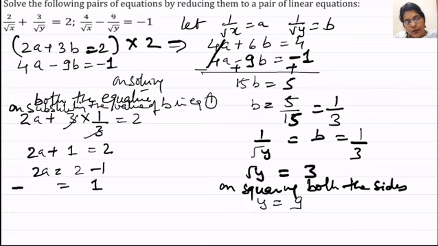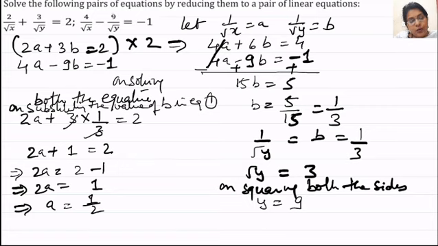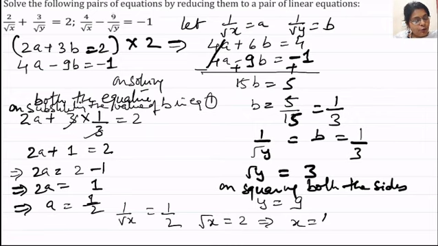Implies, a is equal to, what do we get? 1 by 2. Again, what is a? A is 1 upon root x. So we will write here 1 upon root x is equal to 1 upon 2. So root x is equal to 2. On squaring, what do we get? X is equal to 4. So this is the way how we have to solve this different type of equation.